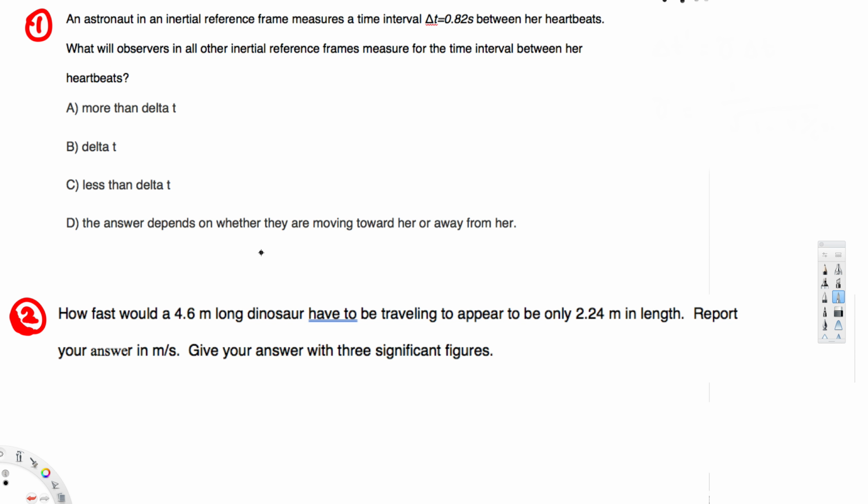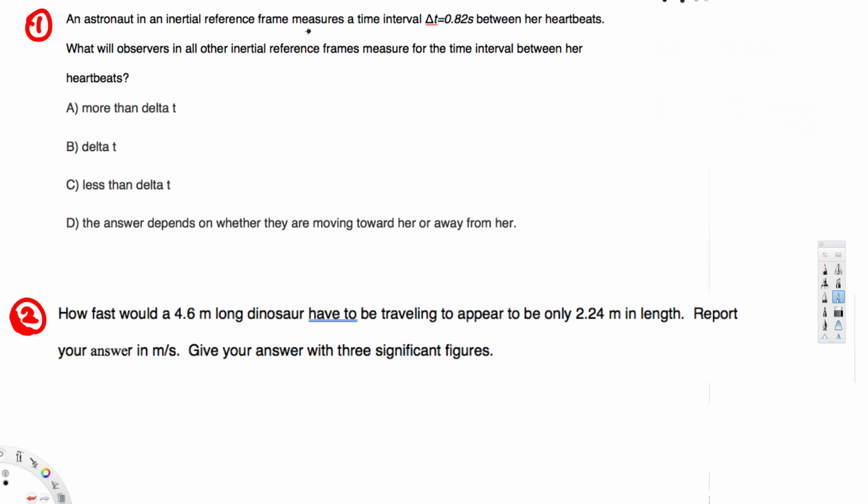Let's try these problems right here. The first question is asking: an astronaut in an inertial reference frame measures the time interval delta t, 0.82 seconds, between her heartbeats. What will observers in all other inertial reference frames measure for the time interval between her heartbeats?